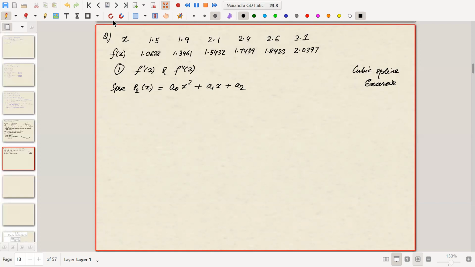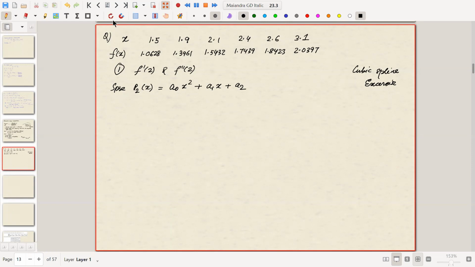Now your question is which 3 points you need to take? See, this is a second degree polynomial. From your interpolation knowledge, you know that you need at least 3 points to fit this data. So which 3 points will you take from the given data? You need the derivative at x equals to 2, which lies between, say, 1.9 and 2.1. You can take those 1.9, 2.1, 2.4. That can be a good candidate, right? Given these 3 data points, we need to fit our polynomial.